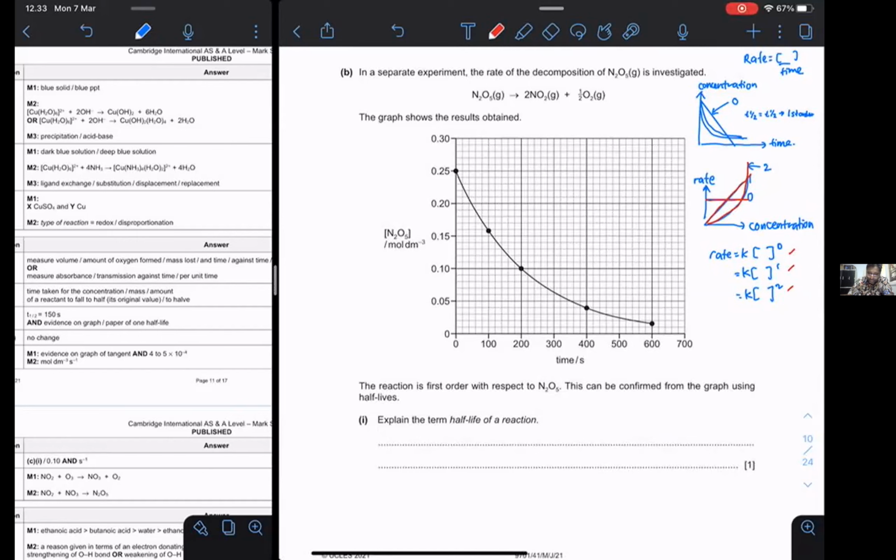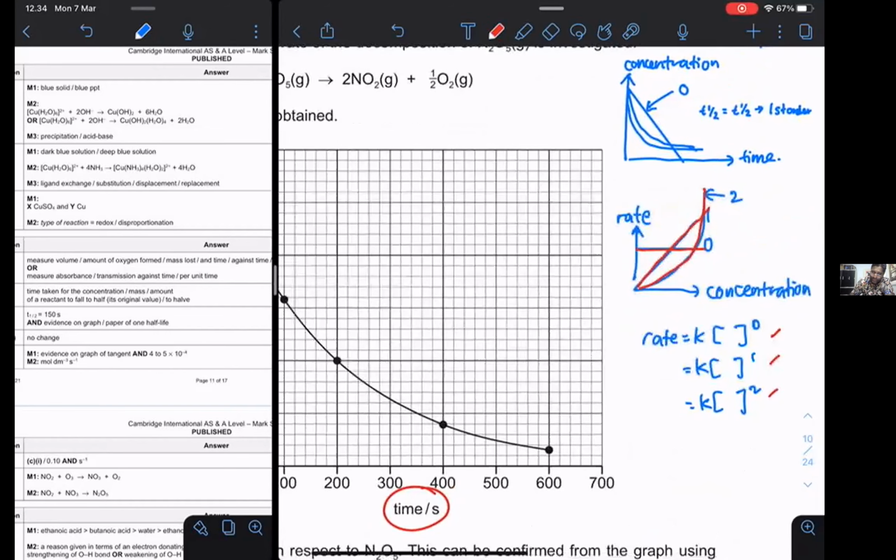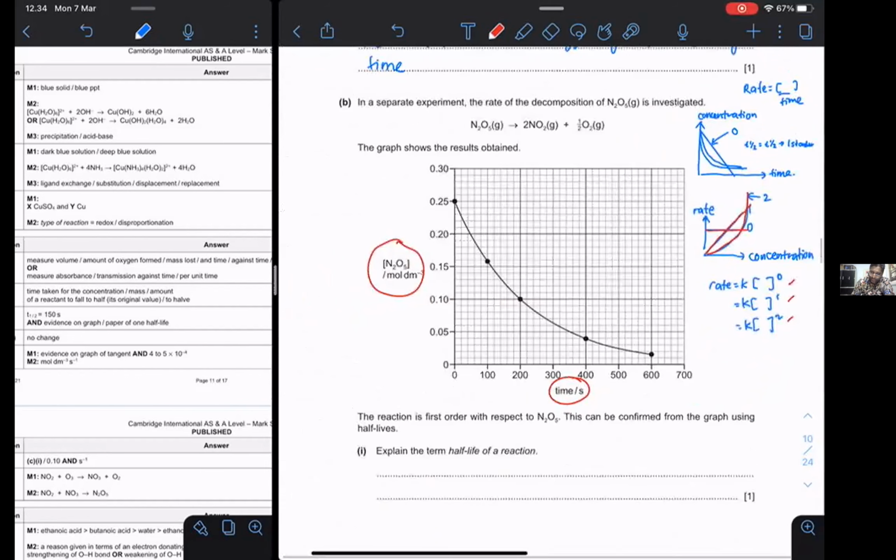So you are looking at concentration versus time. From this graph itself, we know that it's a curve, so it can be either first order or second order. We don't know, so we can look at the half-life. Before we go into the calculation, they have mentioned the reaction is first order to N2O5. It means we are looking at a constant half-life. This can be confirmed from the graph using half-life.